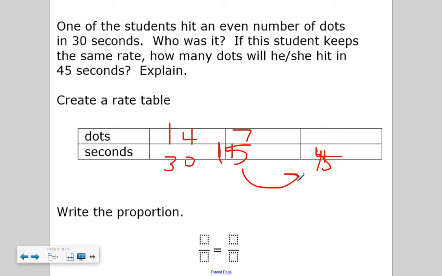Now can I build it up to 45, times 3? So the scale factor at first was times 1/2, or divide by 2. Actually, scale factor needs to be multiplied. And then I multiply by 3, so that's where I get 21 dots in 45 seconds. Again, some of you may prefer doing a proportion instead of doing a table. I don't really care one way or the other. So that's a D, by the way.